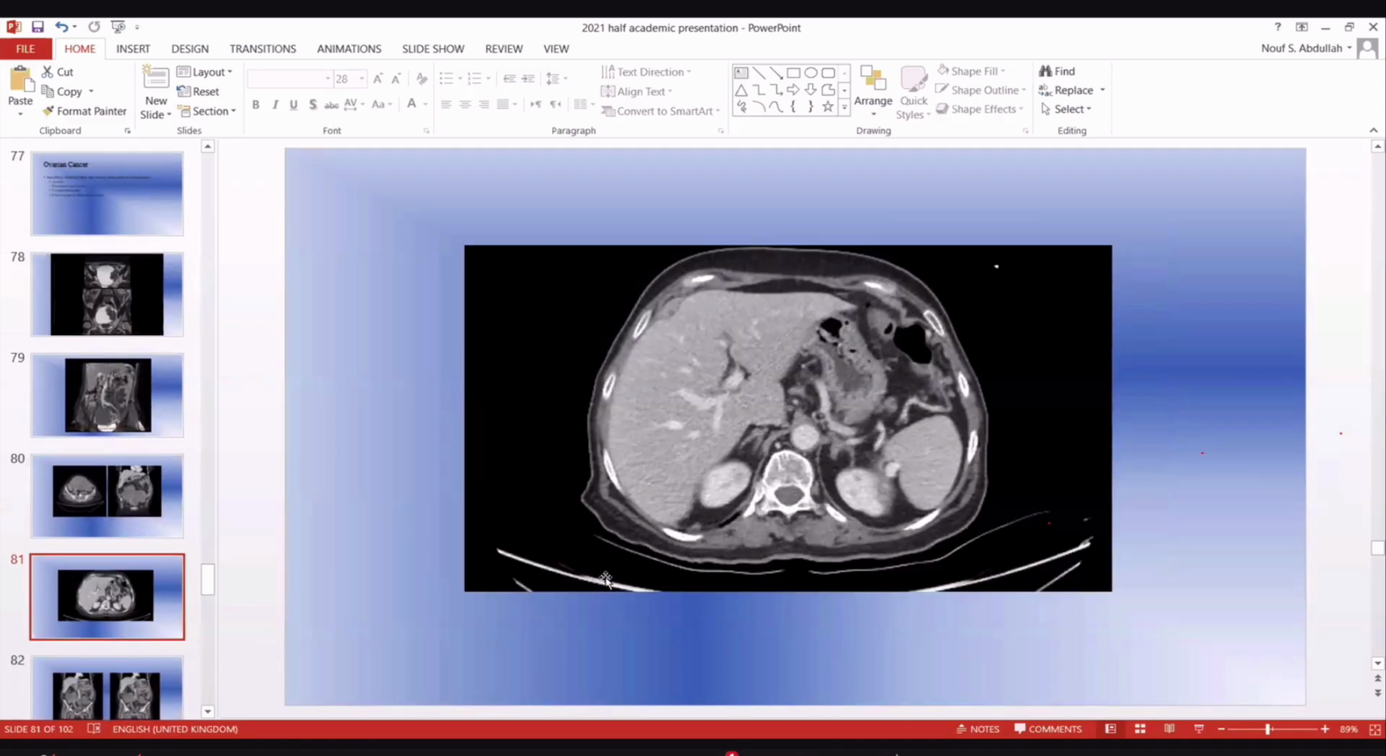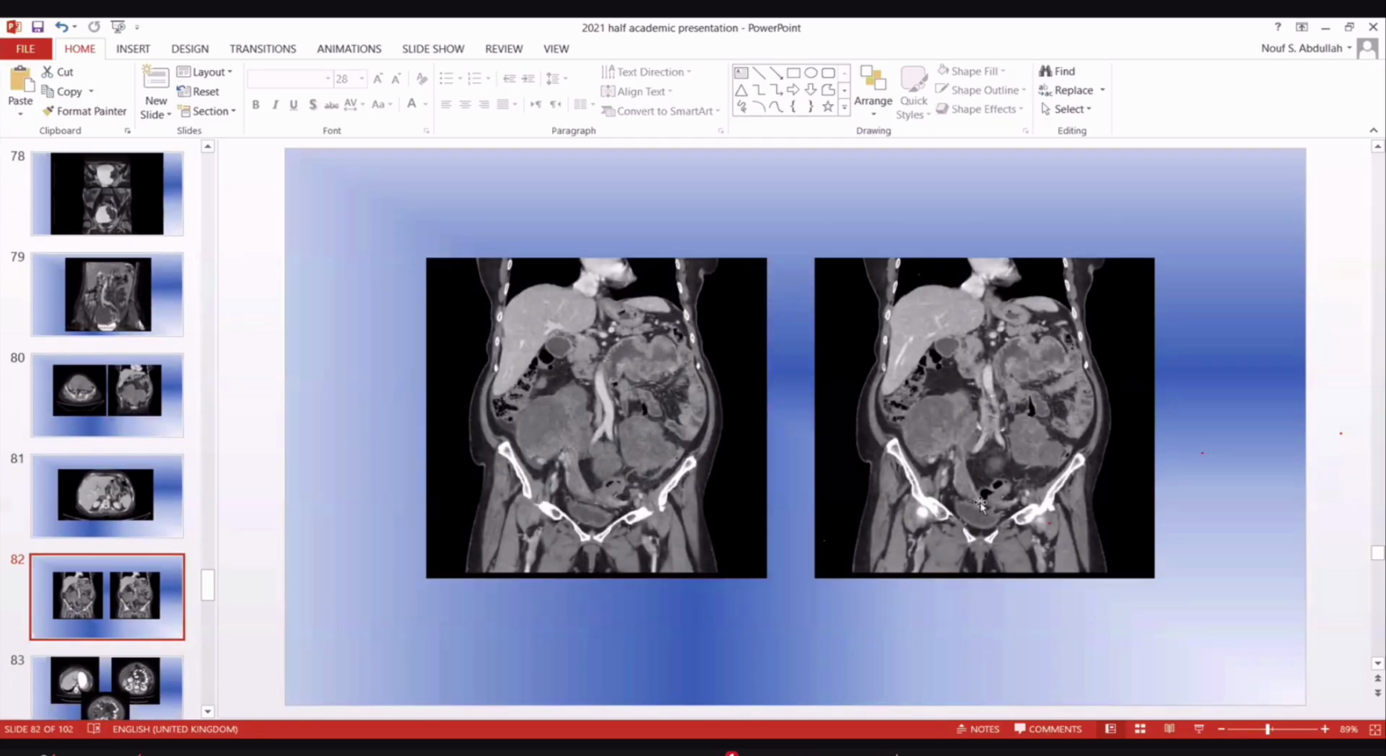If you look carefully here, you can see that there is a soft tissue mass along the surface of the liver. So I know that this patient has extensive peritoneal carcinomatosis. This is just another similar case. You have bilateral adnexal lesions.